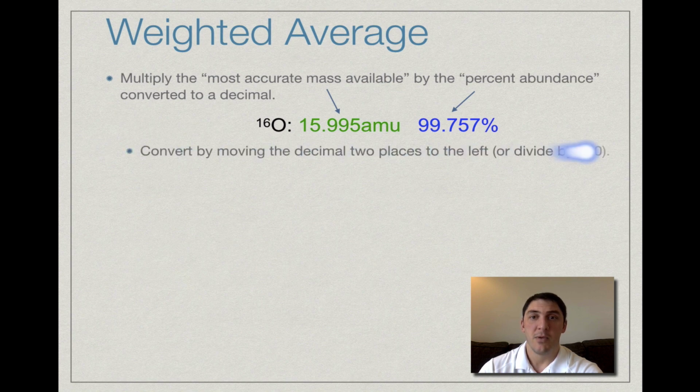So we need to convert this 99.757% to a decimal. We convert this to a decimal by moving the decimal 2 places to the left, or dividing by 100. Now here's where a lot of people make mistakes, and I really hope that you don't fall into this category. Always move the decimal 2 places to the left or divide by 100. Do not just move the decimal to the front of the numbers thinking that that converts it to a decimal. We need to convert it to its equivalent as a decimal.